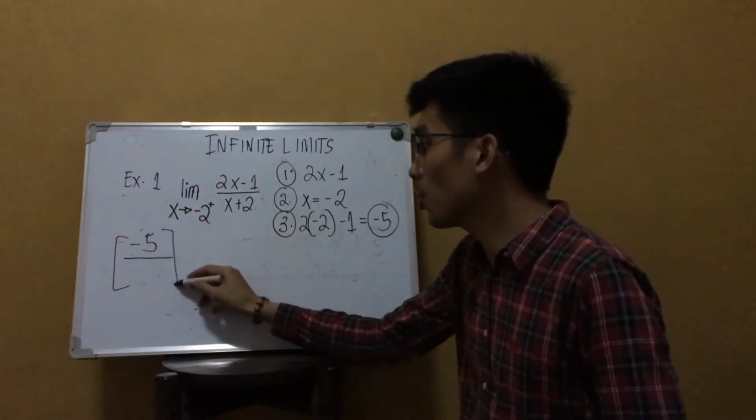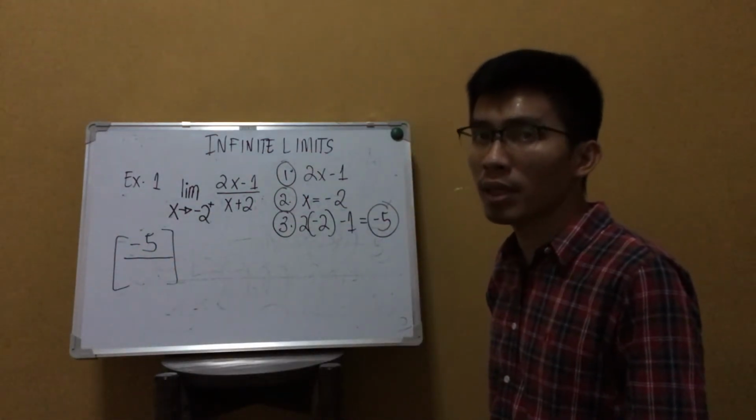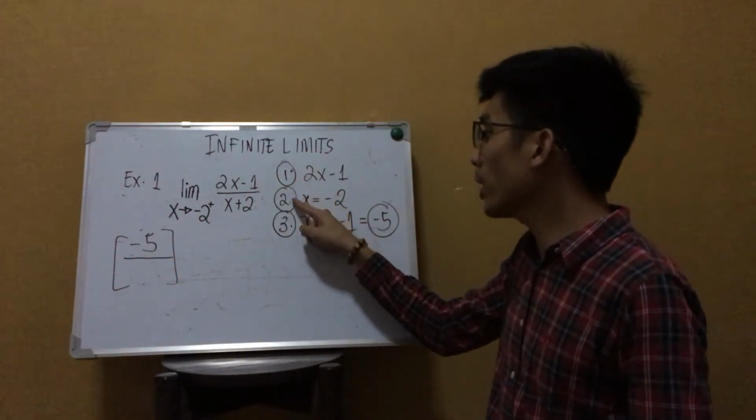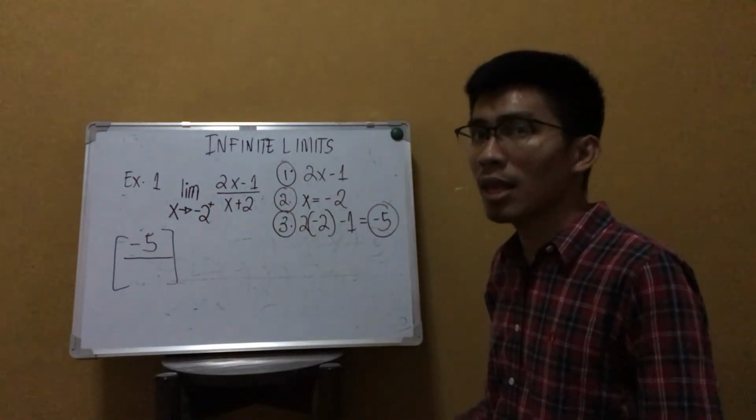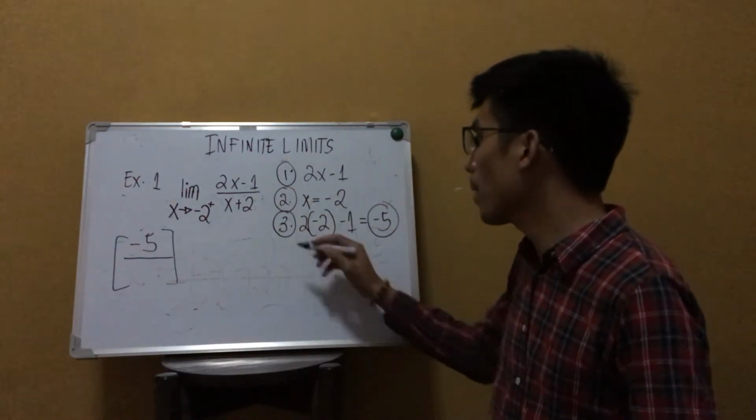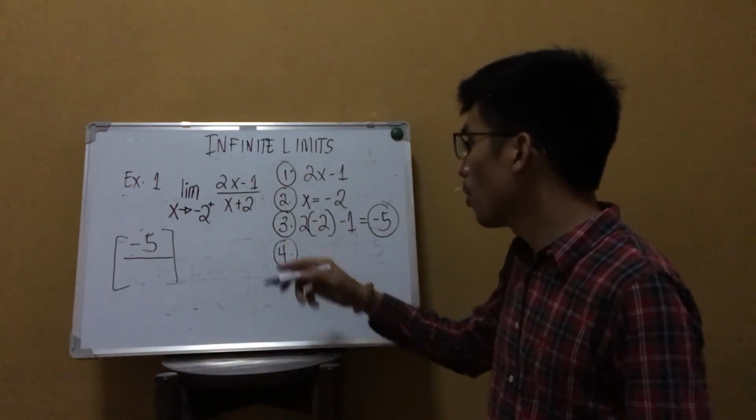Again, how did you get your numerator this time? By following 3 simple steps. Step 1, step 2, and step 3. Now, we are not done yet. Let's continue solving this problem. That is step number 4.